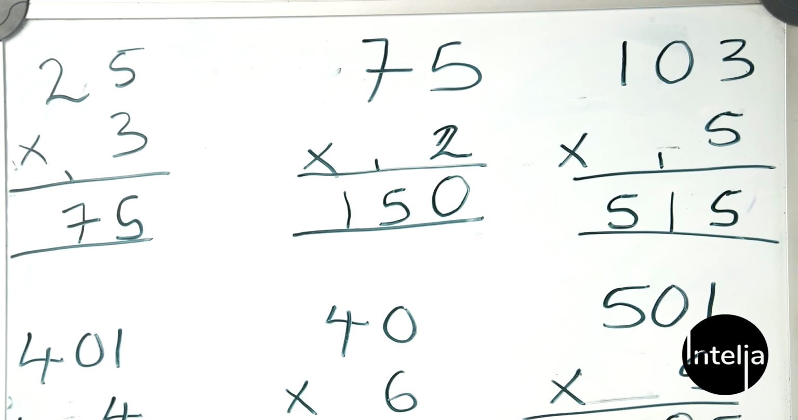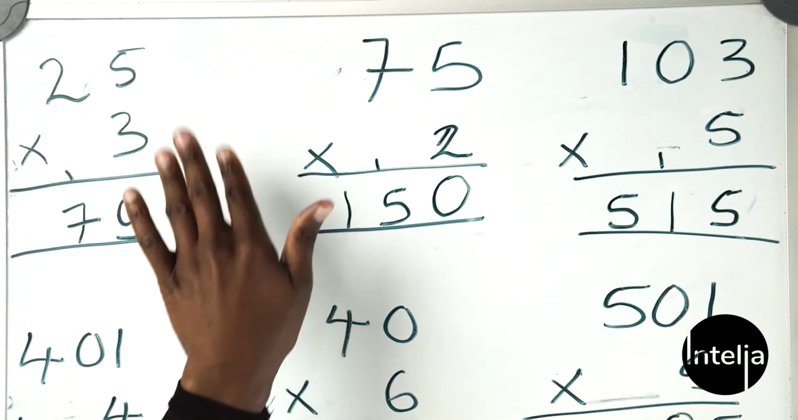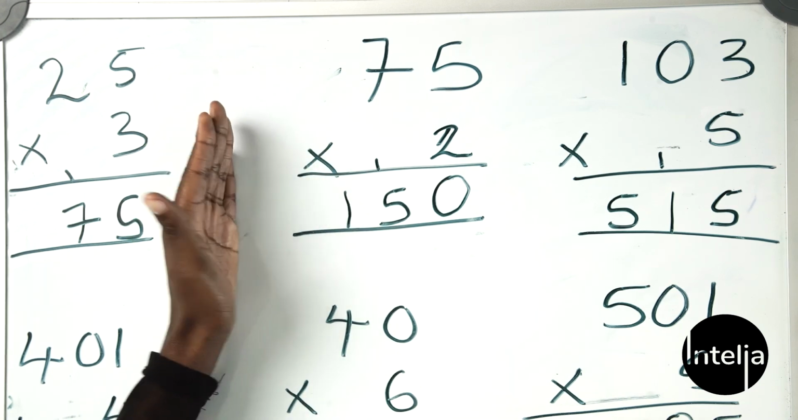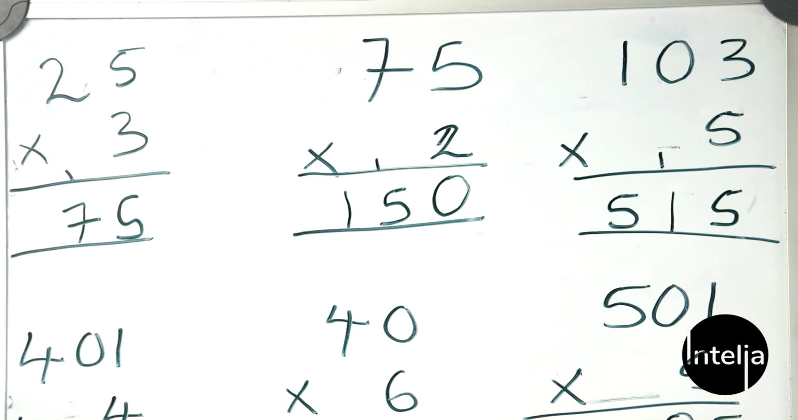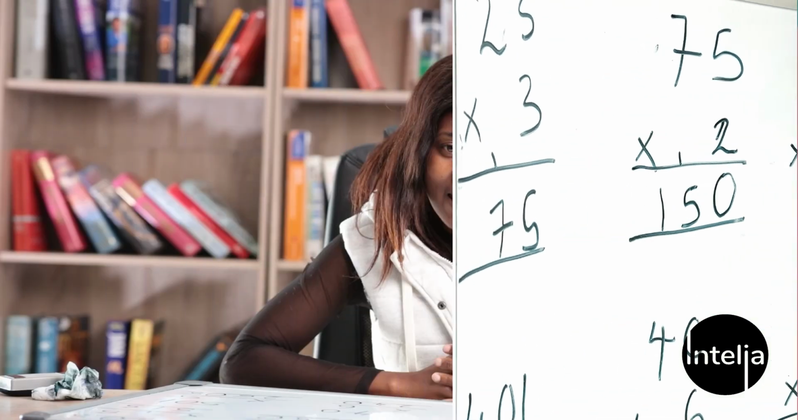So always remember, you multiply from the bottom to the upper, from the right to the left, and you multiply all the numbers with the bottom number. That's all the multiplication for today.